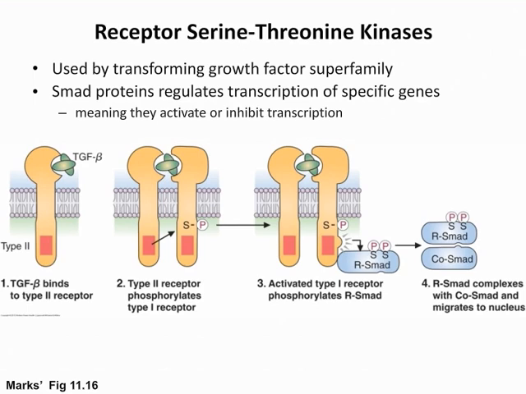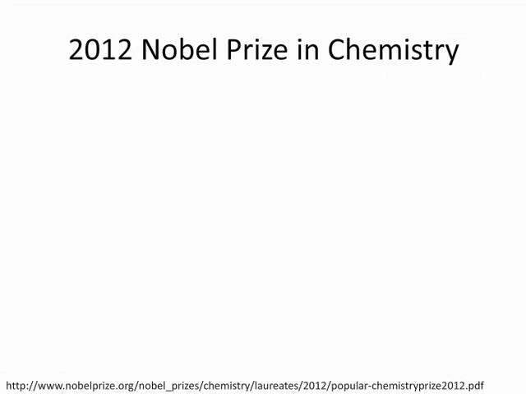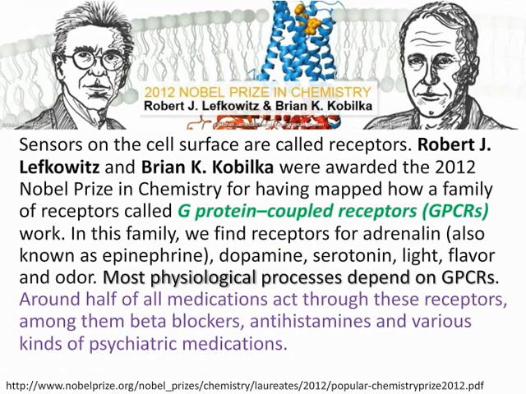Once that happens, in step 3, you now have an activated type 1 receptor, which is going to phosphorylate RSMAD, and then in step 4, RSMAD is going to complex together with COSMAD, and then they're going to head to the nucleus where they're going to either activate or inhibit transcription. Here it might just be good to know the names of the people who studied those G protein-coupled receptors.